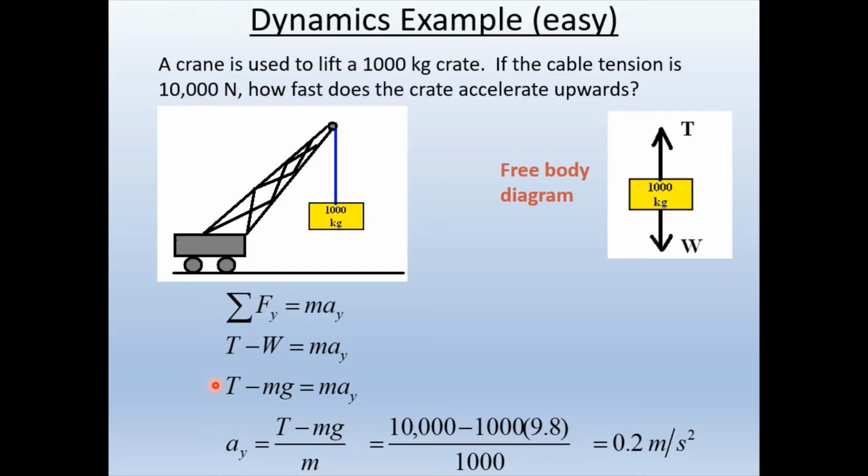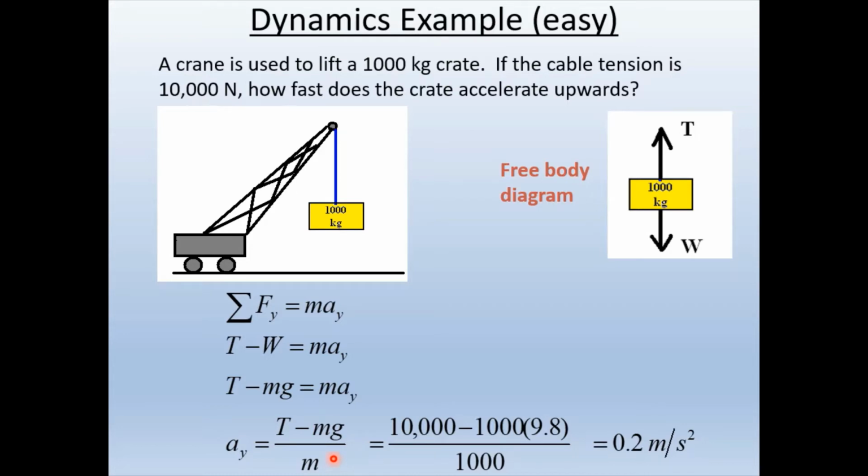And we're asked to solve for the acceleration of the crate. So we're solving this equation for a here. a sub y means acceleration in the y direction. So all we have to do is divide by the mass here to get rid of that. So we have our acceleration is equal to tension minus mg all over the mass of the crate.